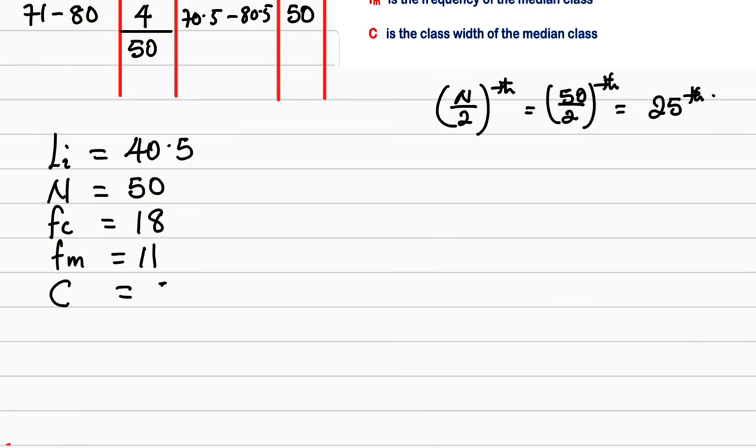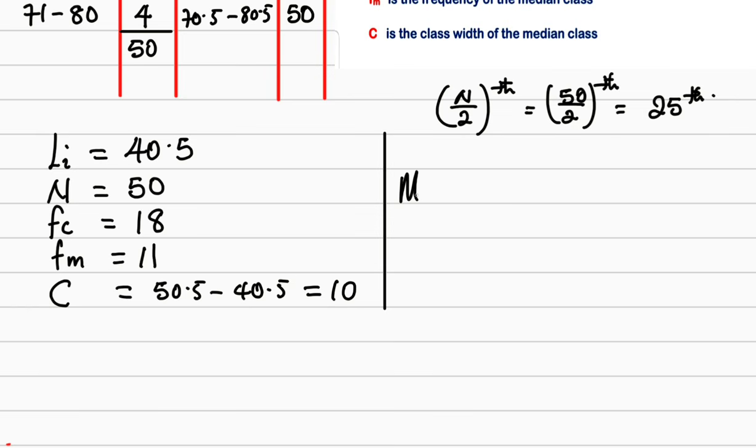So it is going to be 50.5 minus 40.5, which is going to be 10. So we have gotten everything we need to put in our formula to actually get our answer. So can we just substitute to get what we need?